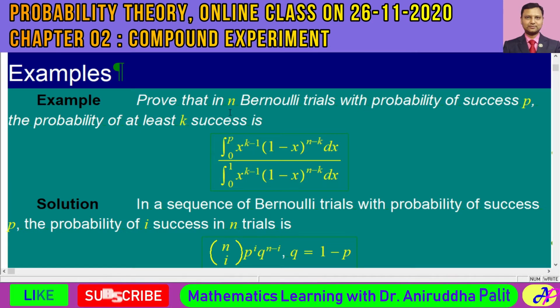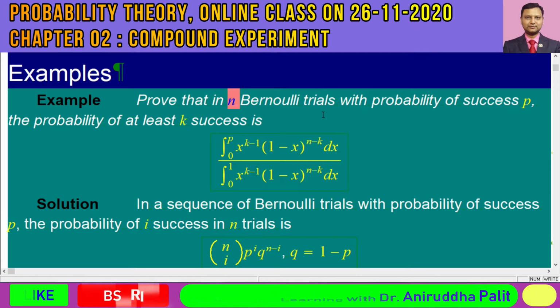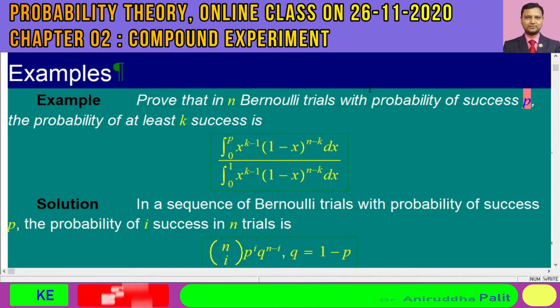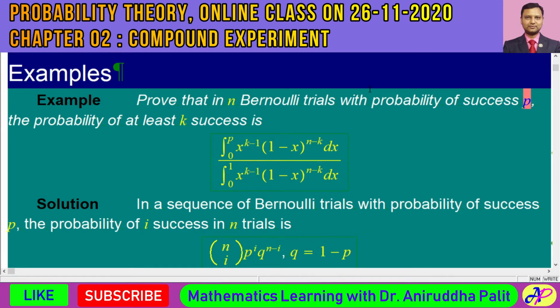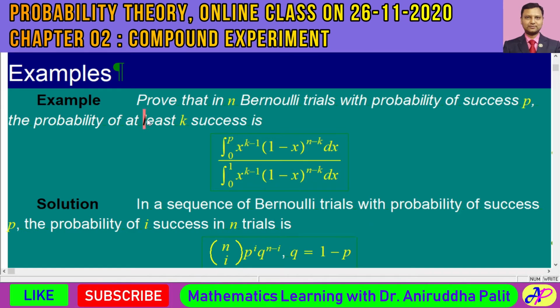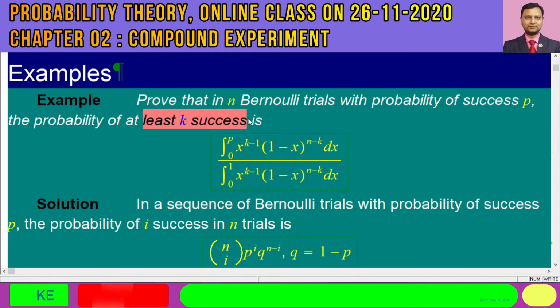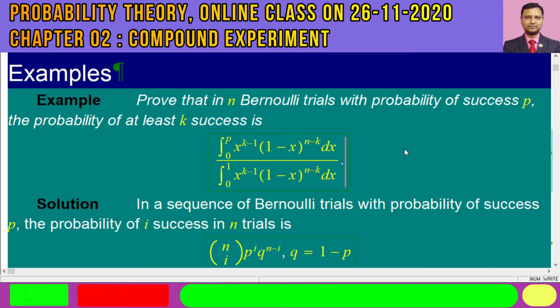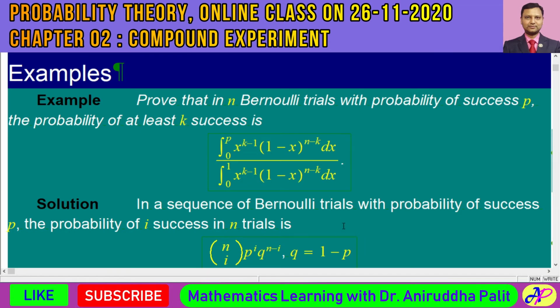If we have n Bernoulli trials, that means n number of Bernoulli trials with probability of success p, and in that case q would be the probability of failure, q is equal to 1 minus p. Then we have to prove that the probability of at least k number of successes is this expression. আমাদের দেখাতে হবে that the probability of at least k number of successes is this expression.